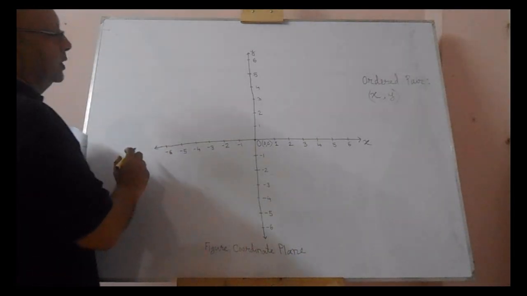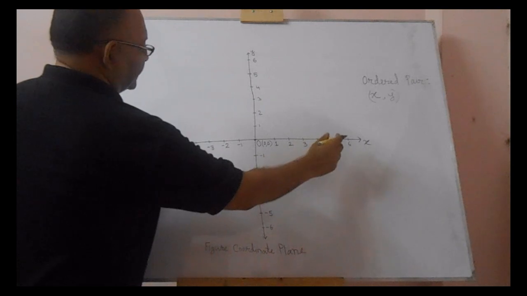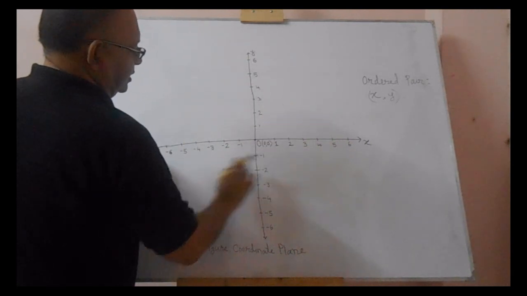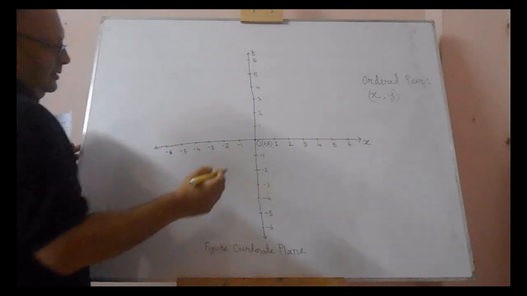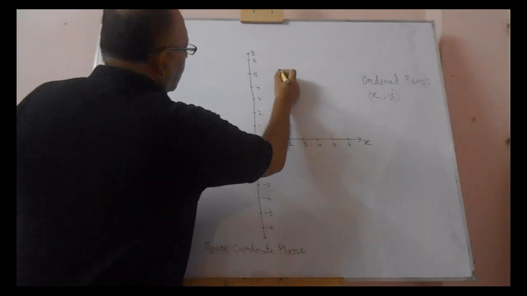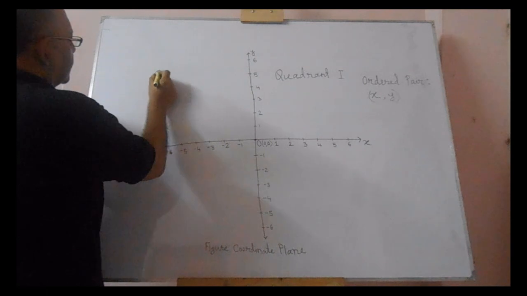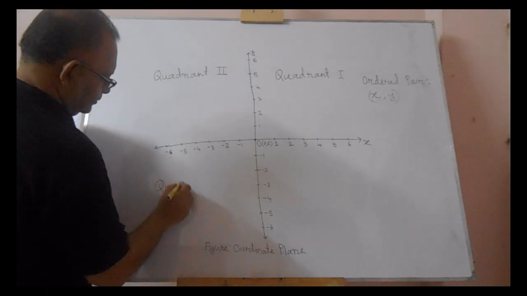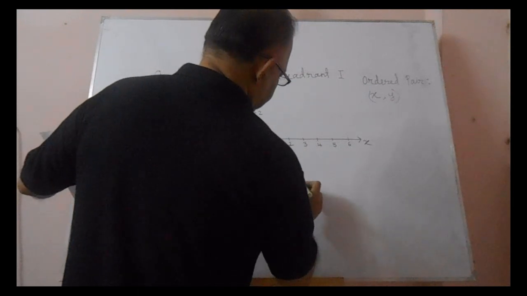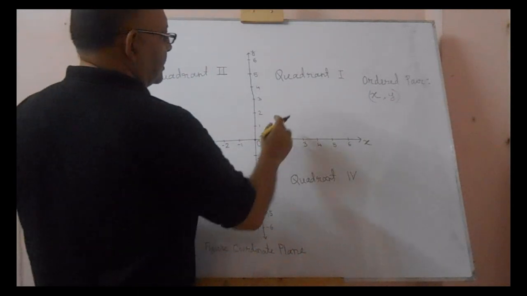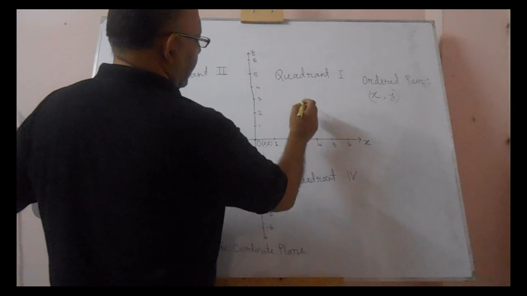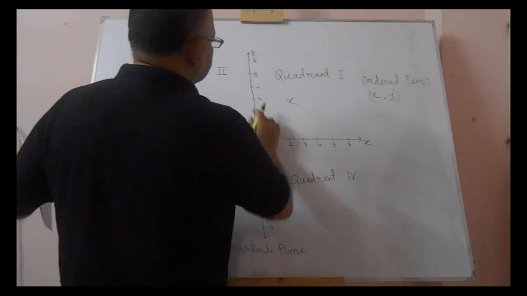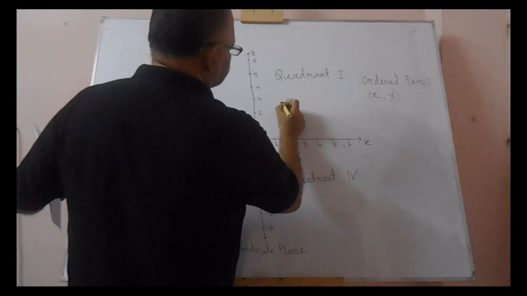In a rectangular coordinate system, the x-axis and y-axis divide the plane into four regions called quadrants. This is quadrant 1. This is quadrant 2. This is quadrant 3. This is quadrant 4. So, quadrant 1 has positive values of x coordinates and also positive values of y coordinates.